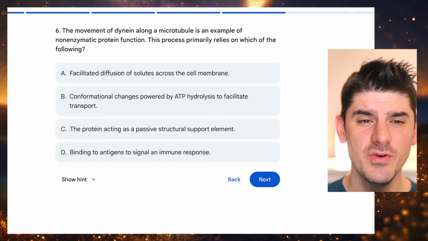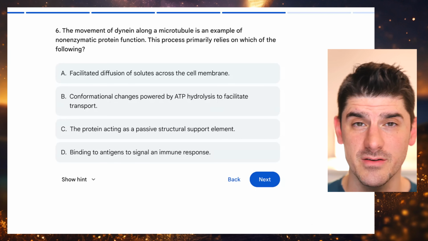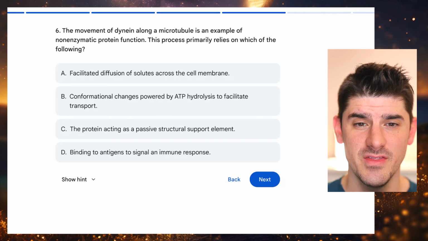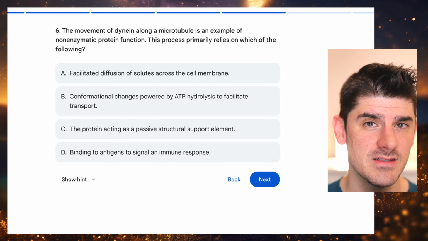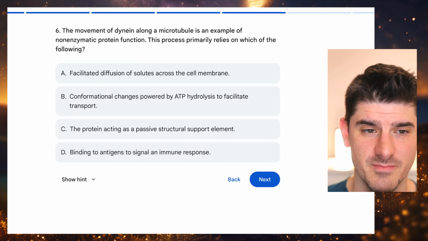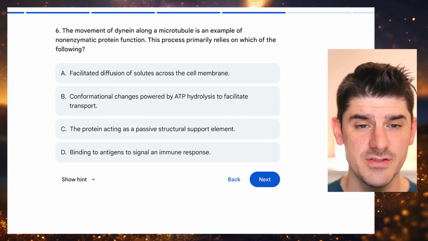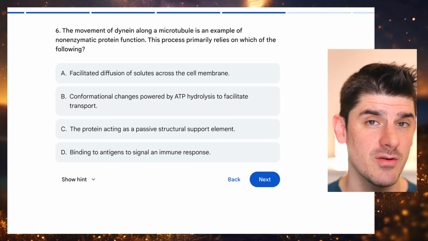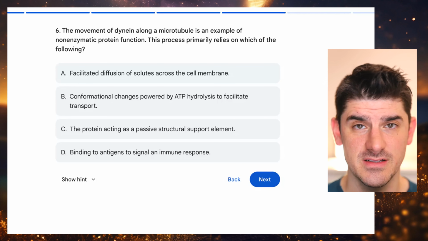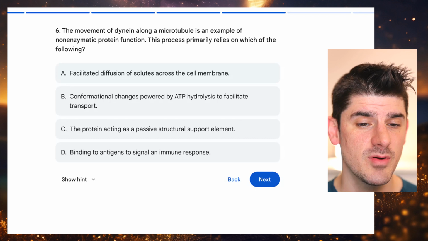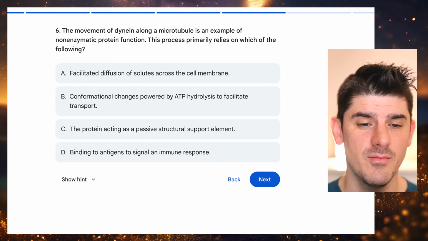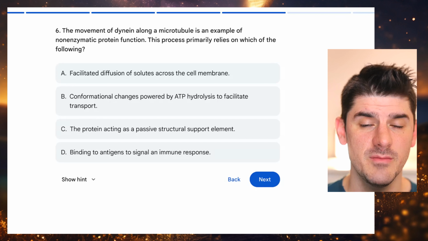Number 6, the movement of dynein along a microtubule is an example of non-enzymatic protein function. This process primarily relies on which of the following? A, facilitated diffusion of solutes across the cell membrane. B, conformational changes powered by ATP hydrolysis to facilitate transport. C, the protein acting as a passive structural support element. Or D, binding to antigens to signal an immune response.